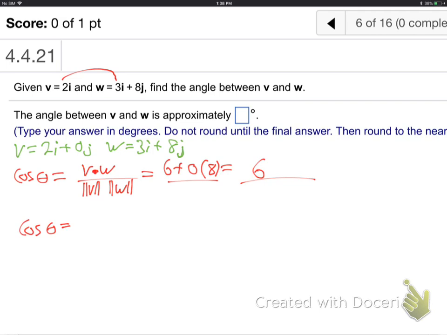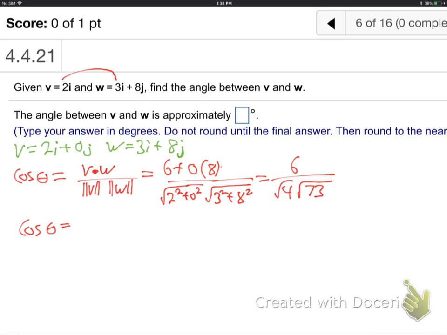Magnitude of v. I don't know what the magnitude of v is. It's going to be the square root of 2 squared plus 0 squared, times the magnitude of w, the square root of 3 squared plus 8 squared. So that's going to be square root of 4, square root of 64 plus 9, 73. Is that right? Yeah, 64 plus 9, 73. Good so far?